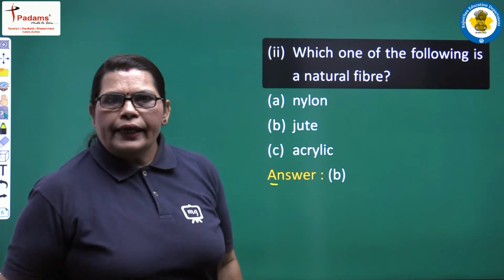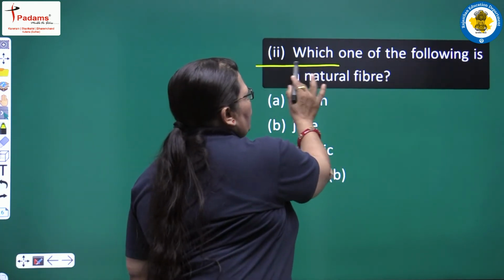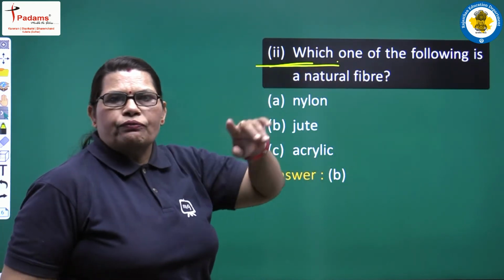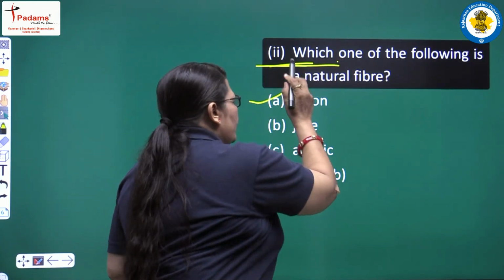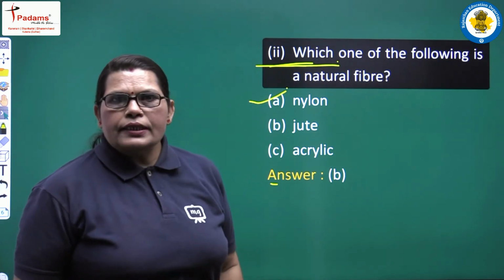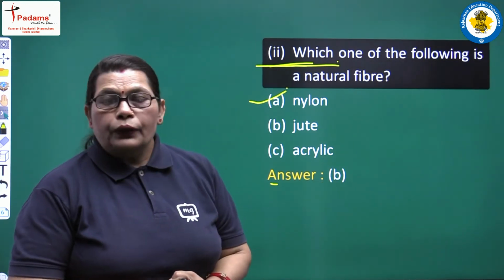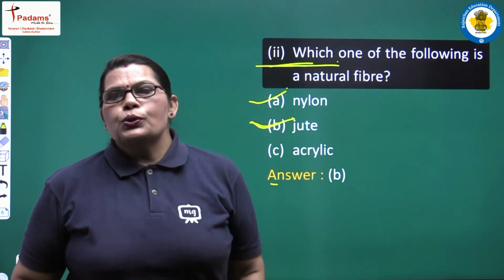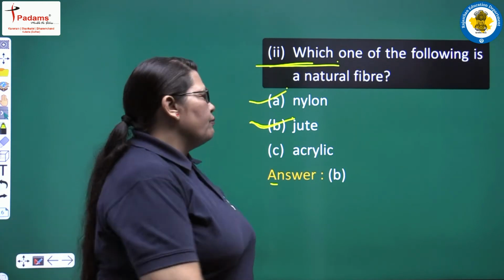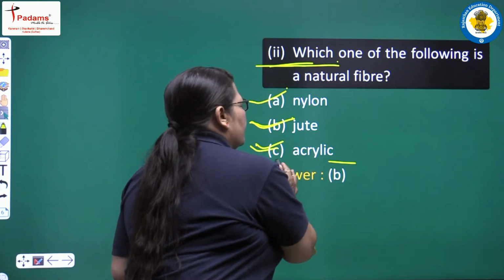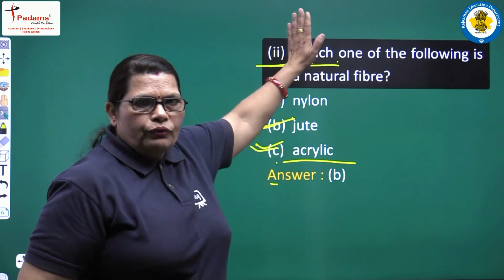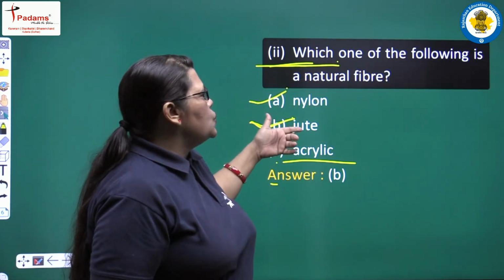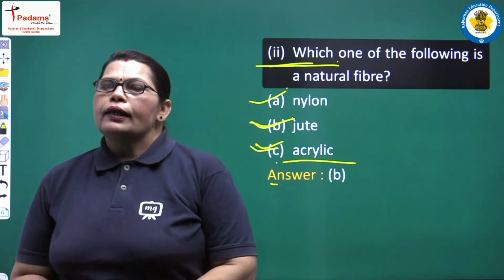Our next question is here, students. Which one of the following is a natural fiber? We have options for this one. The first option is nylon. Is it correct? Is nylon a natural fiber? No, not at all. Then next comes jute. Yes, jute is a natural fiber, and we have one more option, acrylic. So, with these three options, our correct option is B. It means jute is a natural fiber.